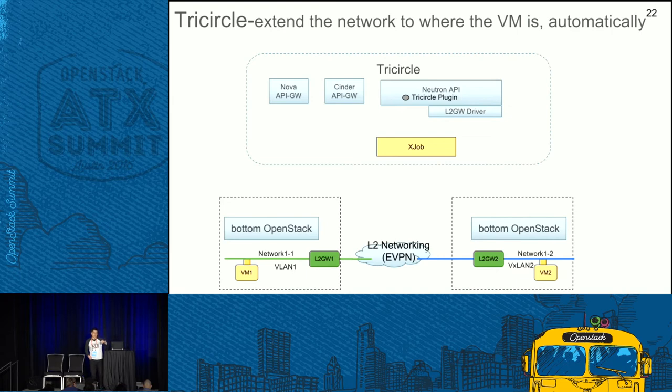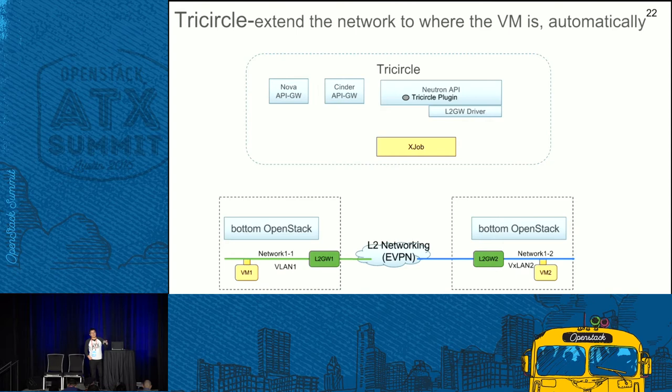The Nova API gateway will create the L2 network in the corresponding OpenStack accordingly, and then update the network segment to the Neutron network. So in Neutron, the network will consist of different segments.